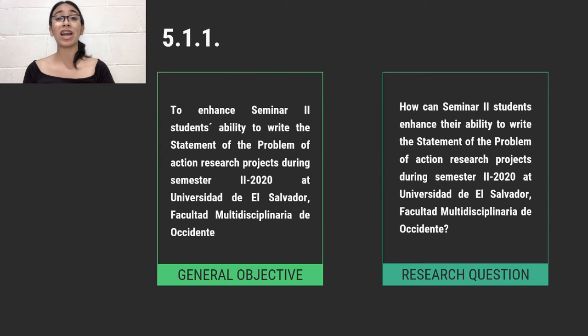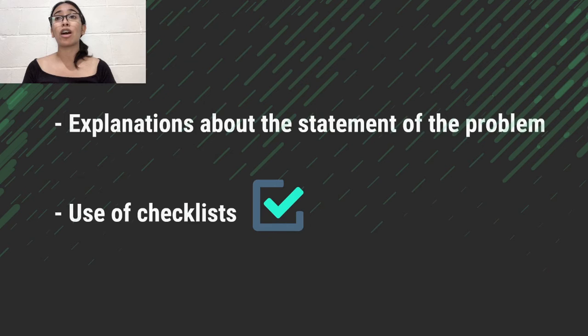So in this case, Seminar 2 students could enhance their ability to write the statement of the problem of their action research projects by being exposed to a variety of explanations about the statement of the problem, and at the same time making use of checklists in which they are going to choose the most suitable problem to investigate. Furthermore, researchers provided students with some time to practice writing the statement of the problem, and in this way, students could reinforce their knowledge and their abilities to elaborate the statement of the problem.